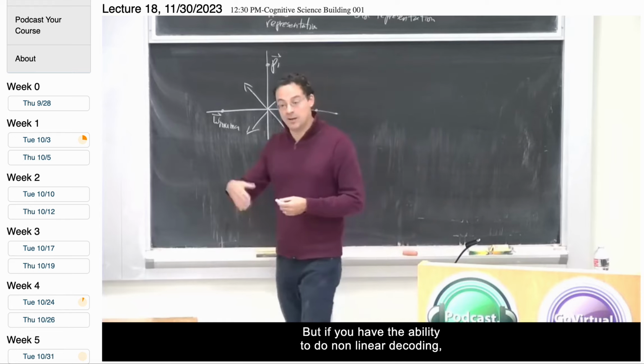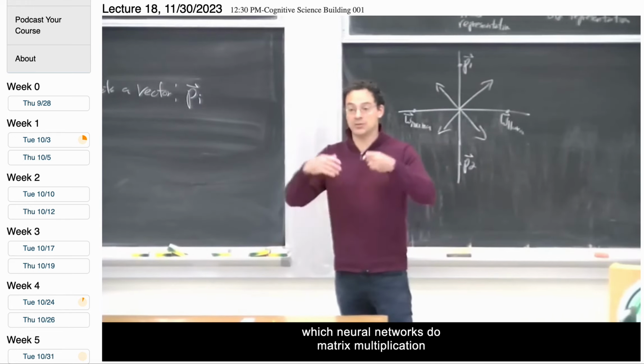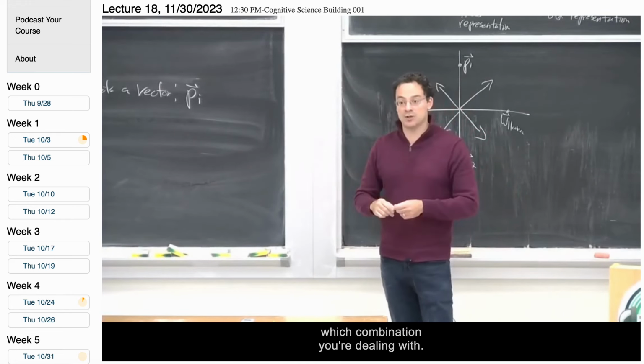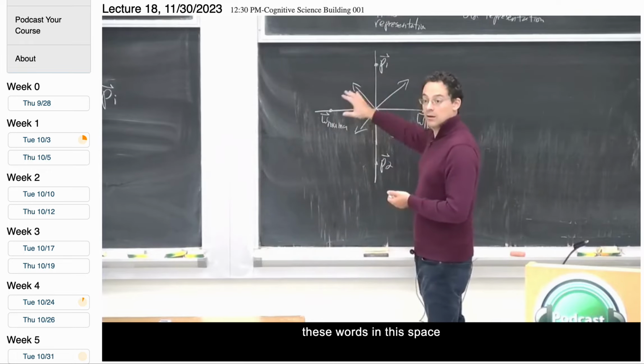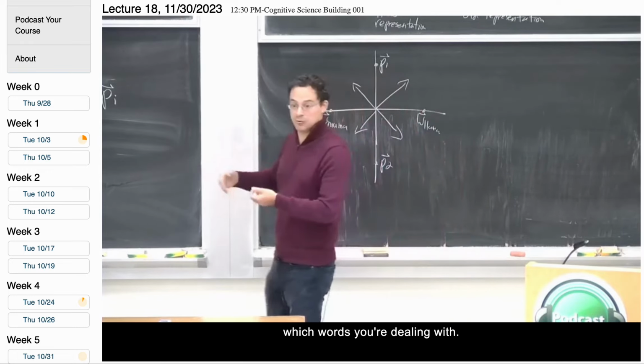But if you have the ability to do nonlinear decoding, which neural networks do, right? They do matrix multiplication followed by nonlinearities. Then you'll be able to figure out which combination you're dealing with. And so everything's going to be learned: exactly how to position all these words in this space, and then how to interpret which words you're dealing with.